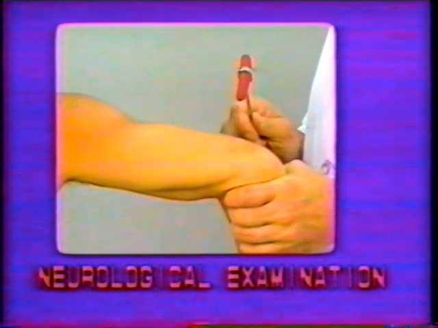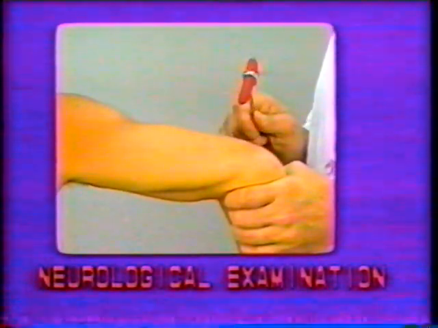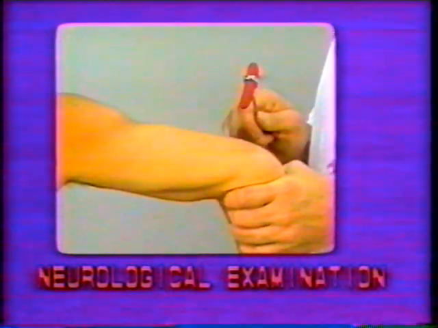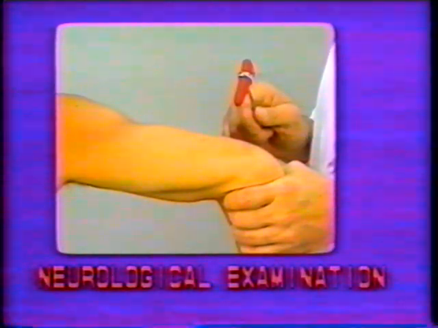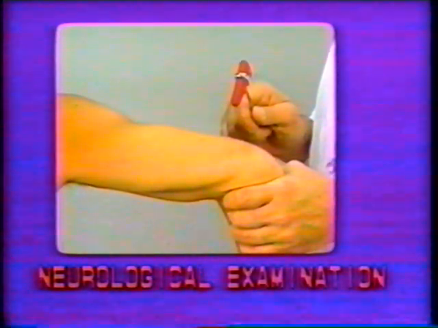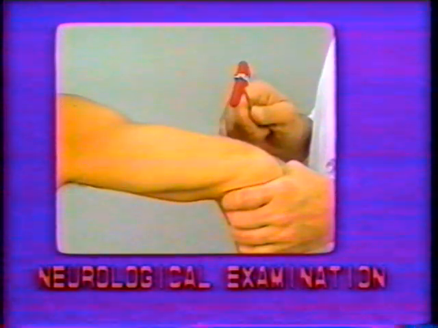Neurological examination. The neurological examination related to the elbow would be conducted at this time, but is covered in the video program on the examination of the cervical spine and neurological examination of the upper extremities.